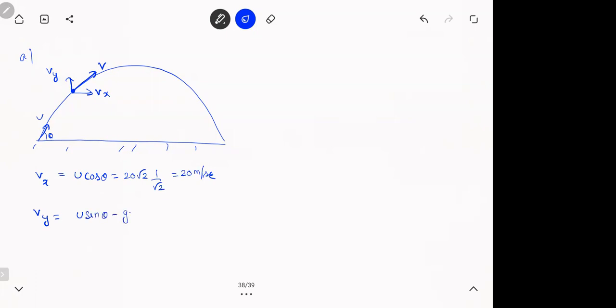What is Vy? u sin theta minus gt. See people, again, I am not using any new formulas. v is u plus at, getting it? s is ut plus half at square, everything is the same. Meaning, if you want me to write more specifically, uy plus ayt, which is u sin theta minus gt. u is 20 root 2, sin 45 is 1 by root 2, g is 10, time is 1. So that is 10 meters per second. So the velocity of the object will be Vx i cap, that is 20 i cap plus 10 j cap.